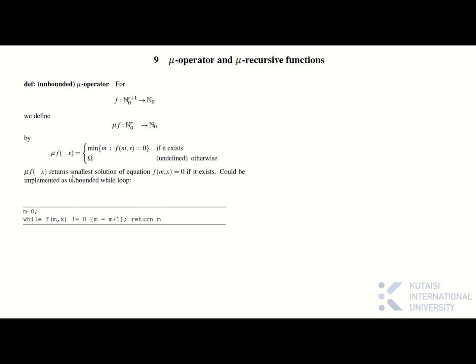So mu fx returns the smallest solution of the equation fmx, but in case of the bounded operator, you would only go up to n and then stop. If you did not find up to n, you return 0. Now this goes on forever. So if it never finds the solution, it's just omega. If you think of a computer, you just start the program, but it never ends. But you have no way of knowing whether it will ever end or not. That is the crucial point.